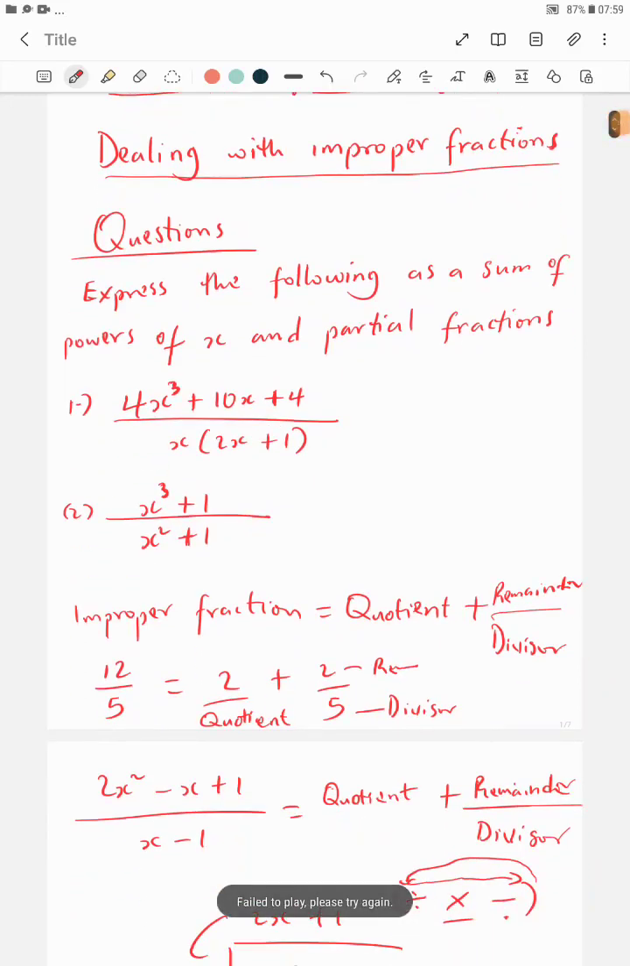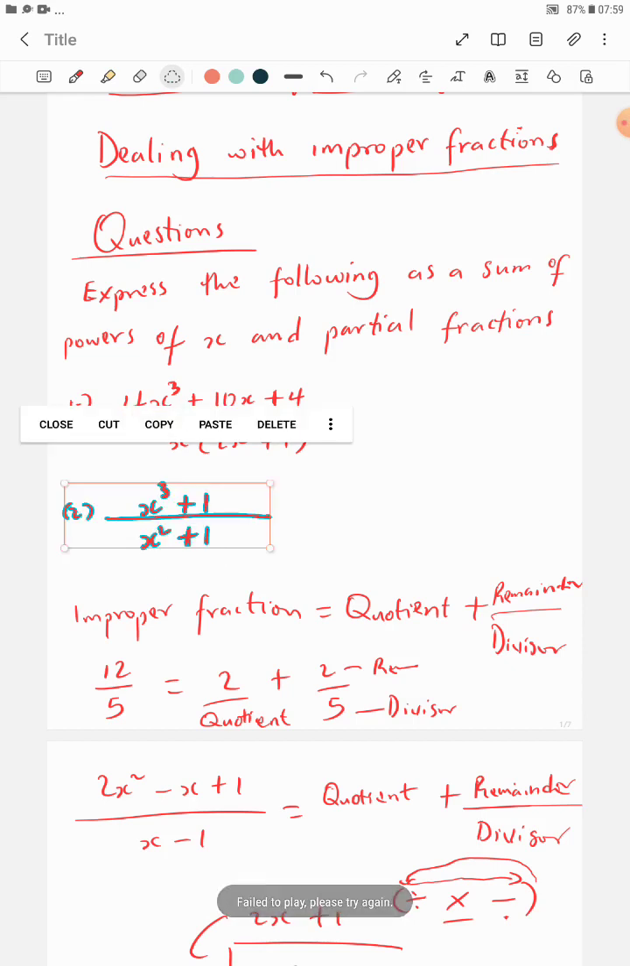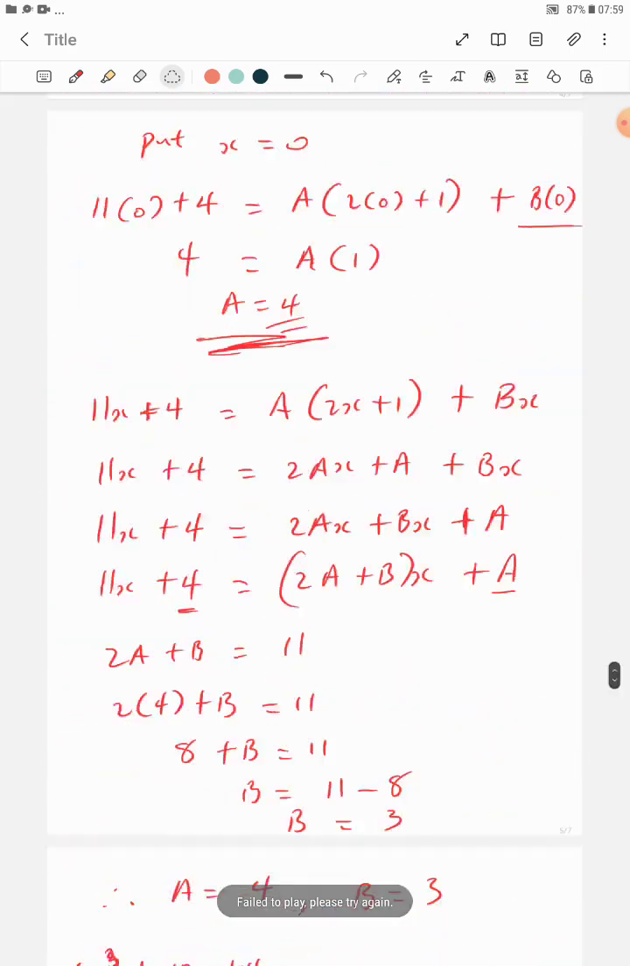In this video, we'll be dealing with question number 2 of the last video that I dropped on partial fractions. So let me copy the question and then we solve. I'll paste it here. Alright, we have our question number 2.